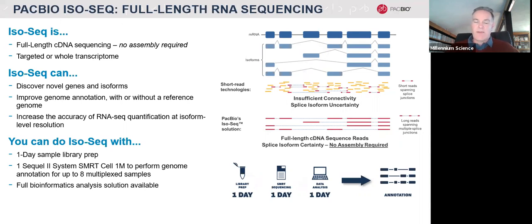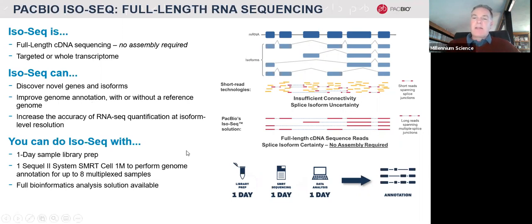It also, from that, helps with genome annotation, and because of the power of the sequencing, you can do this with or without a reference genome. So you're not just tied to model organisms either. And of course, it increases the accuracy of RNA-seq and the level of resolution that you can find. We'll go into that in a little bit more detail as we go through the talk.